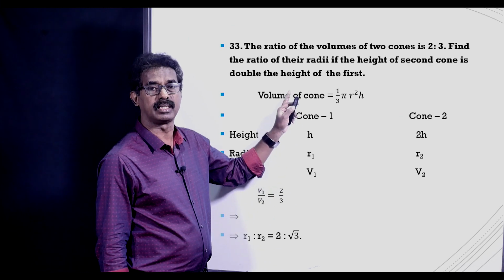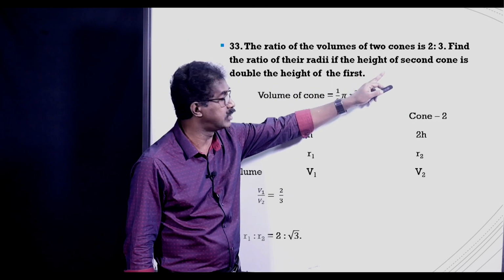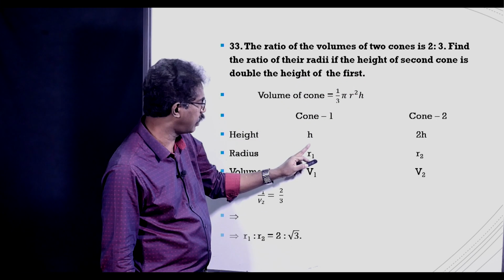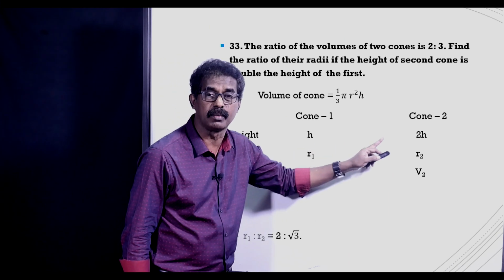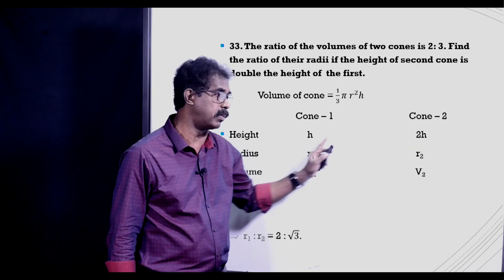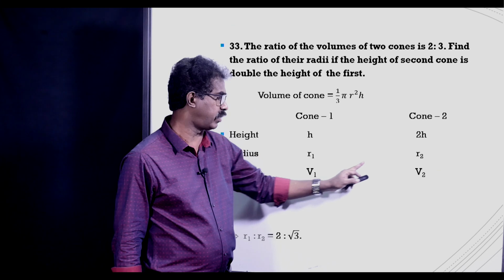And the height, what they said here: the height of the second cone is double the height of the first one. So the first one's height I am taking as h. The height of the second one is double that, so you multiply by 2. The height of the second cone is 2h, double they said. Radius R1 and R2, that is what we have to find.